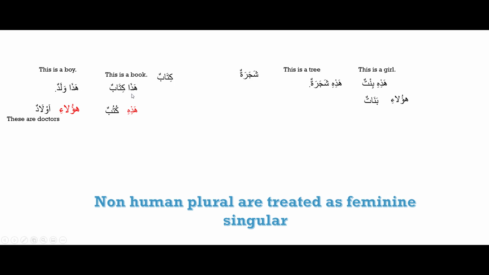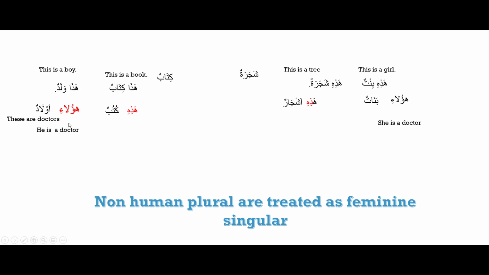Here in singular it was haza, but when it changes to plural, I'm going to use hazihi. Why? Because of this rule. Likewise, shajaratun becomes ashjarun. Now, if I want to say these are trees, I'm going to use hazihi again. Singular was hazihi, plural is again hazihi because of this rule.